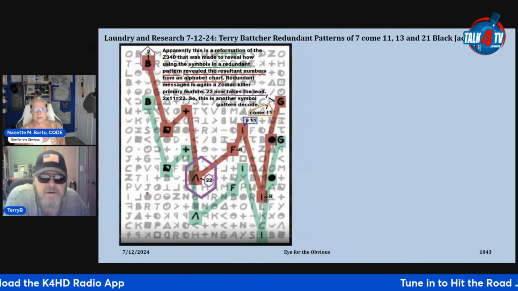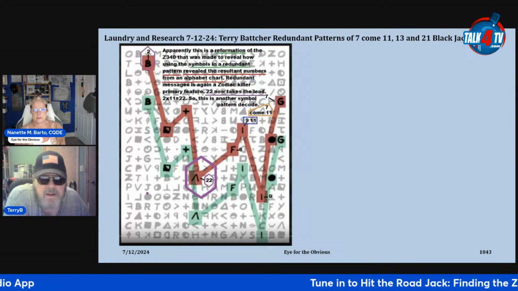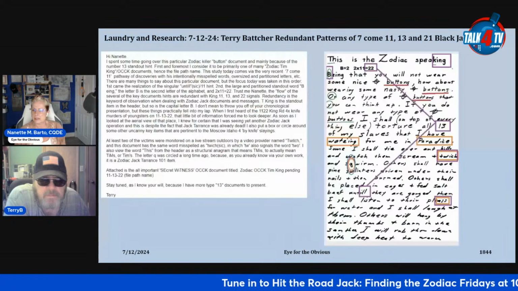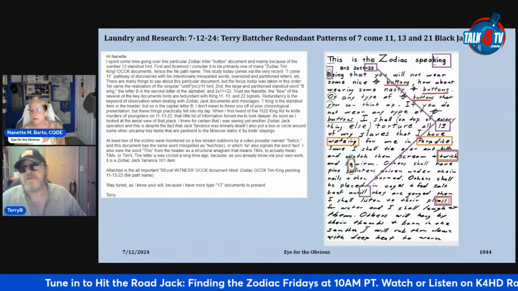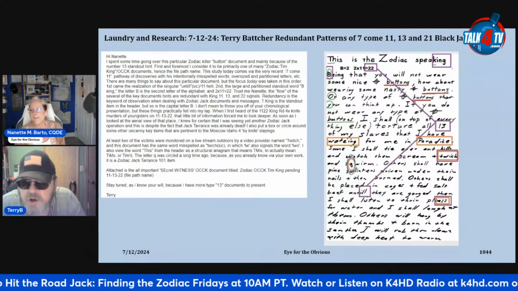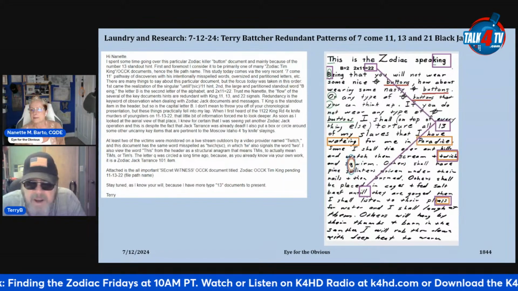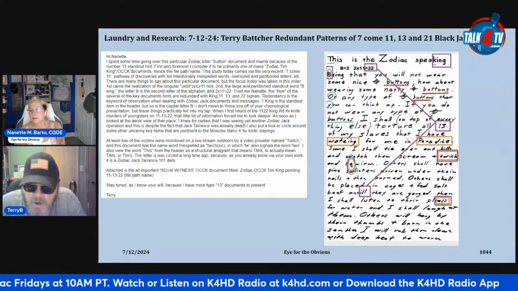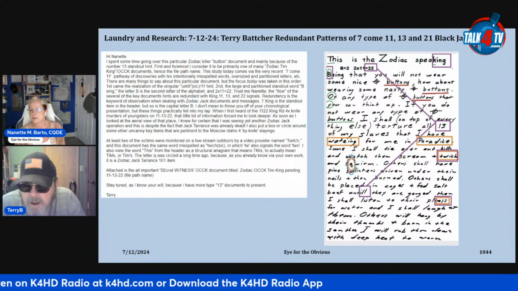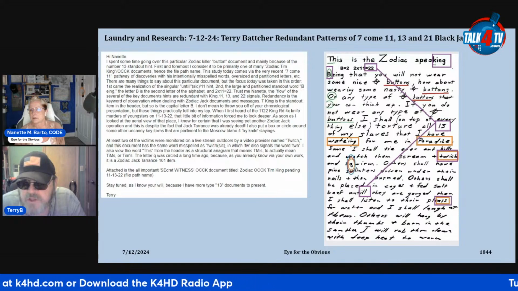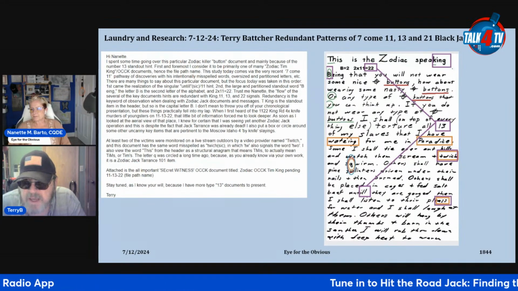The next one you've got, Nanette. This is it, the next one that you've got, which is the button. Yeah, this is one of the subsequent Zodiac speaking documents that would have happened after 9/4/69. In other words, after August 4th of 1969, which is the debut of this is the Zodiac speaking.